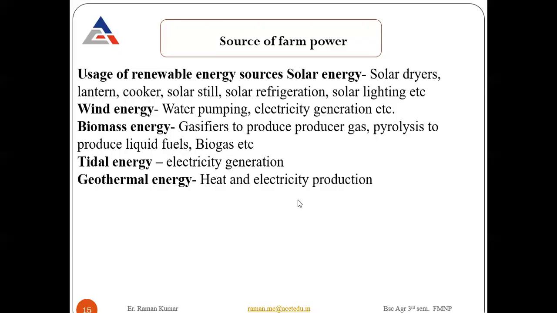Okay. So this is all about the sources of farm power. Wind energy: I have already told you where we will use this, for pumping water and to produce electricity. Biomass energy is used in a gasifier to produce gas and biogas. Tidal energy is produced in the sea and used to run electricity generation. Next is geothermal energy, which is mostly used for heat and electricity production. So these are the sources of farm power.